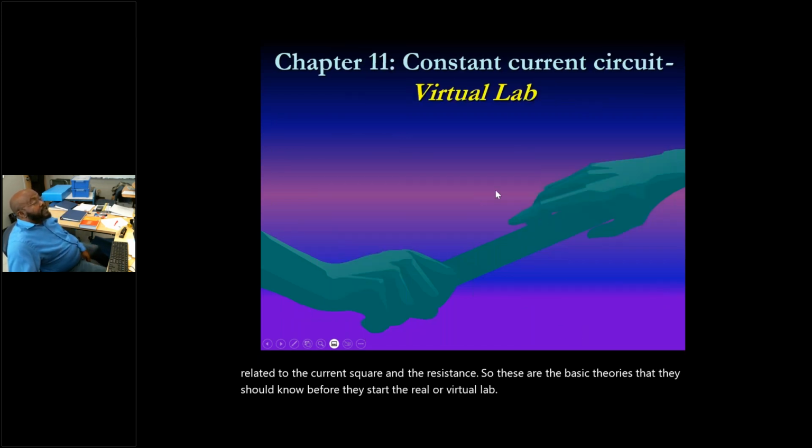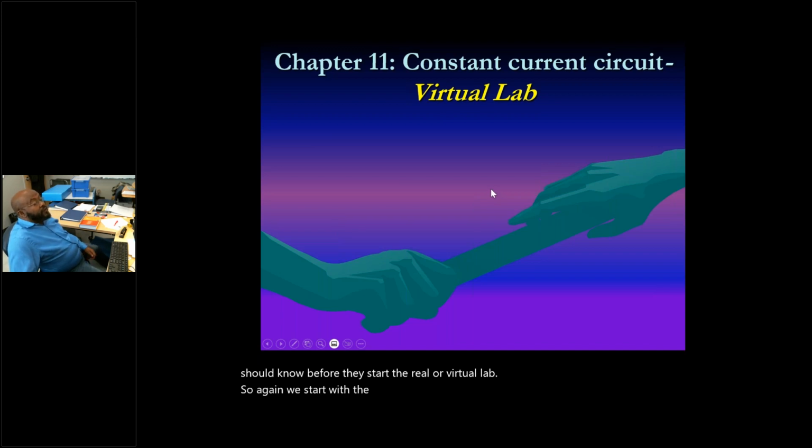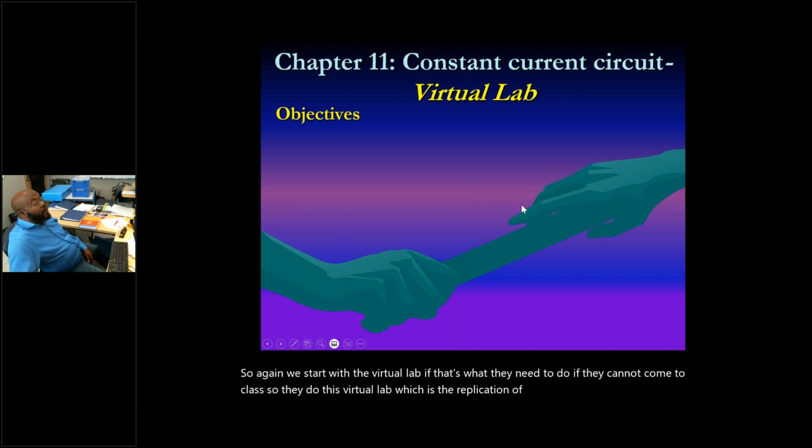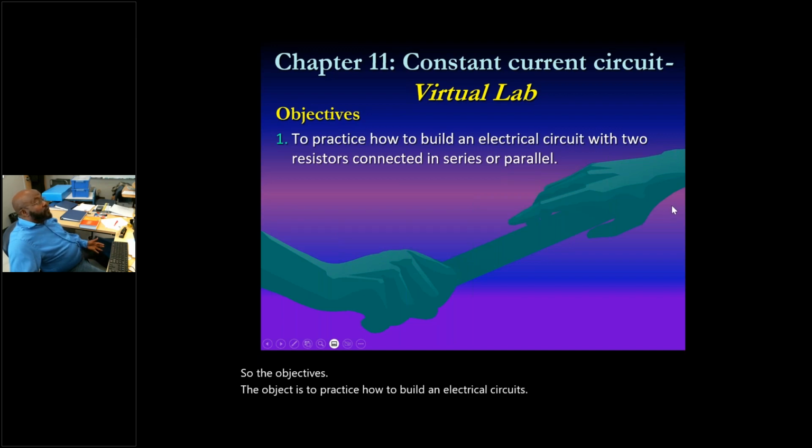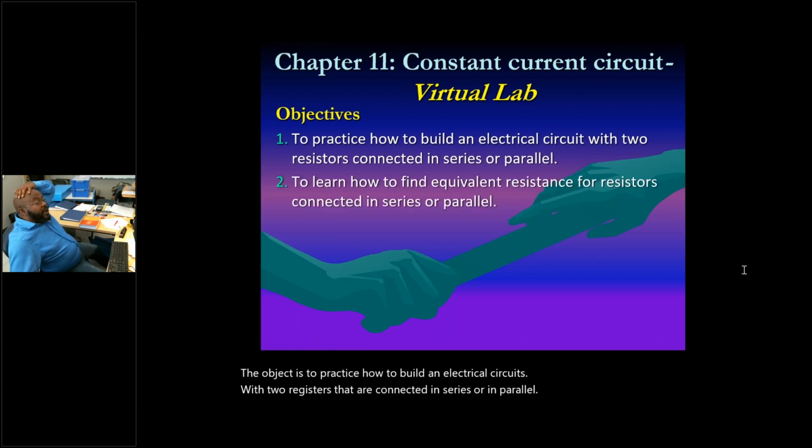So again, we start with the virtual lab if that's what they need to do, if they cannot come to class. So they do this virtual lab, which is the replication of the real lab. The objective is to practice how to build electrical circuits with two resistors that are connected in series or in parallel. And the second objective, how to find equivalent resistance for resistors connected in series or in parallel.